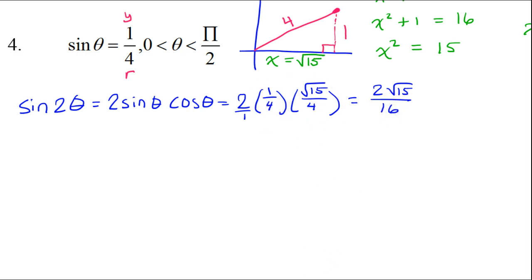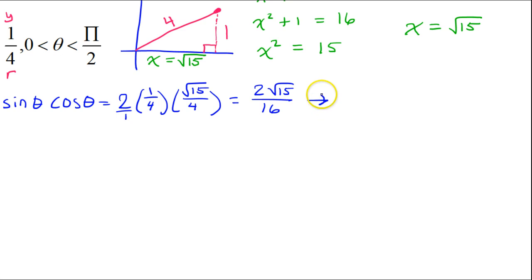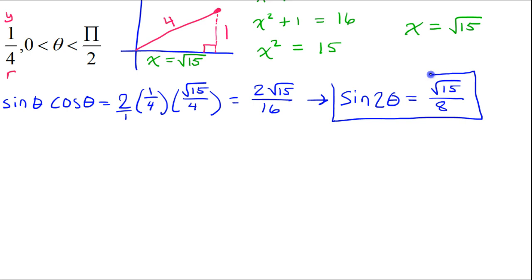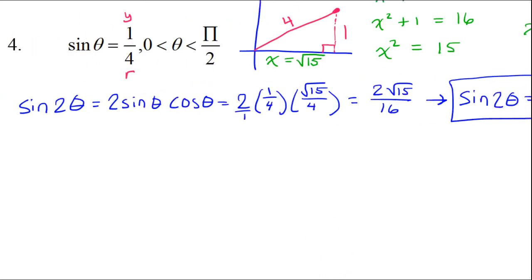And so that means it's time for the answer. So sine of 2 theta is equal to radical 15 over 8. Alright, just reducing this down. So that is the first part that we were supposed to find. So now let's go back and find cosine 2 theta.